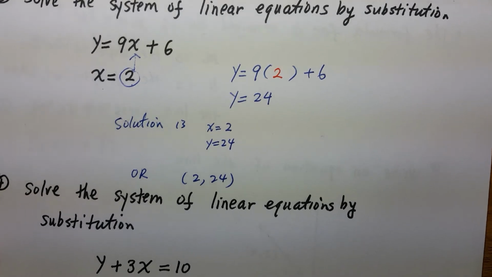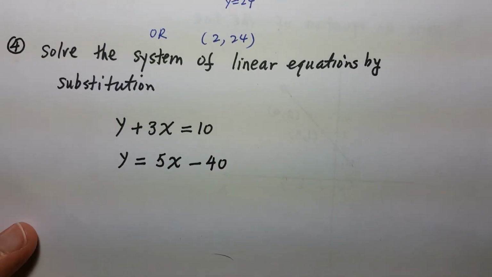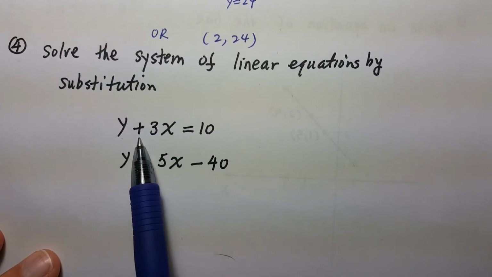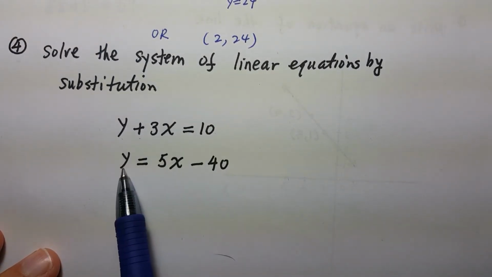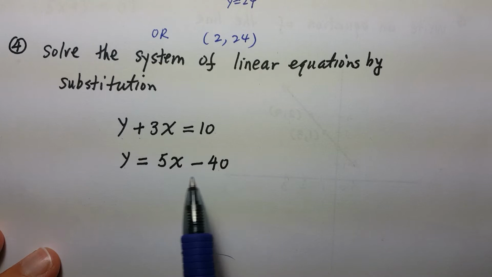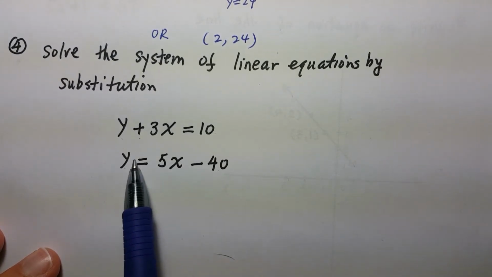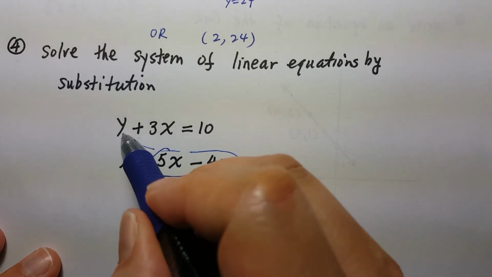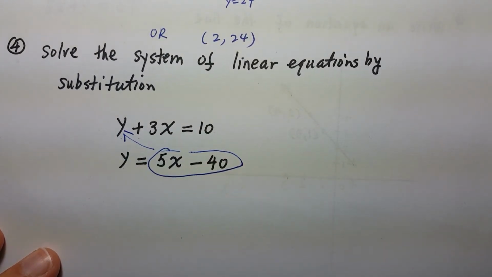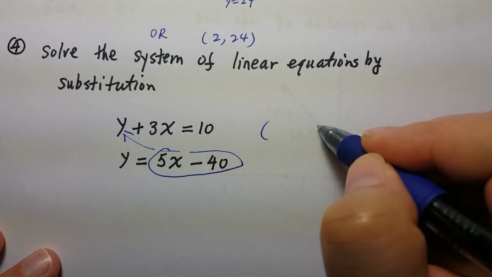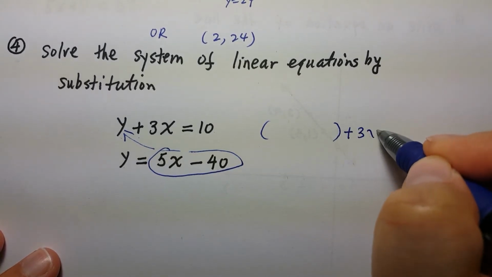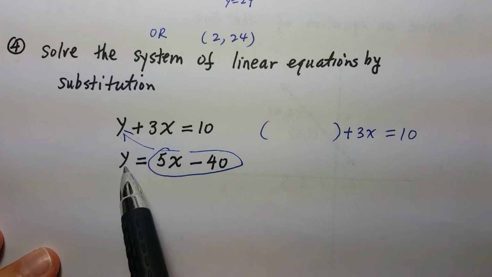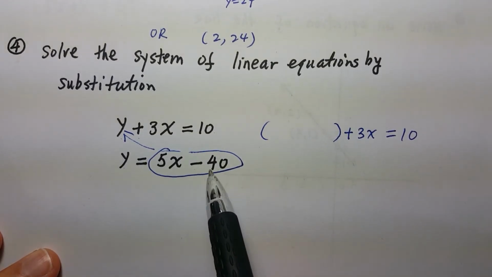Let's take a look at number 4. Solve the system of linear equations by substitution. You get y plus 3x equals 10, and we get y equals 5x minus 40. This is y equals, y by itself. So this one, you can substitute into the y in the first equation. So now I'm going to do parentheses plus 3x equals 10, and then y turns into 5x minus 40.